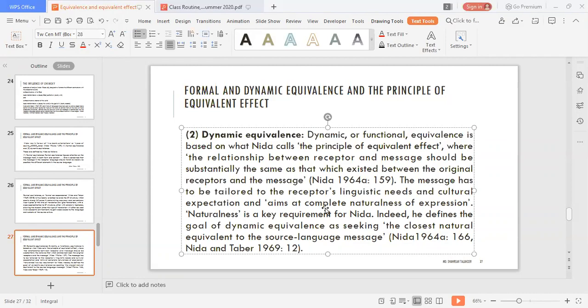So as I'm saying, the difference between the formal equivalence and the dynamic equivalence is that in the formal equivalence, yes. Do you have a question, please? Anyone? Do you want to ask any questions? Sir. Yes, please. Would you repeat it? Okay, obviously I'll repeat. In the formal equivalence, what do we do?